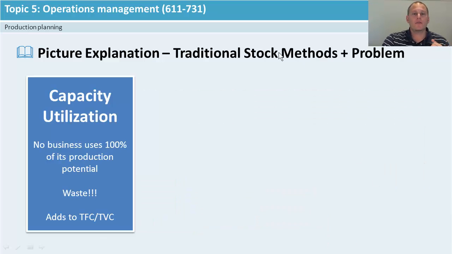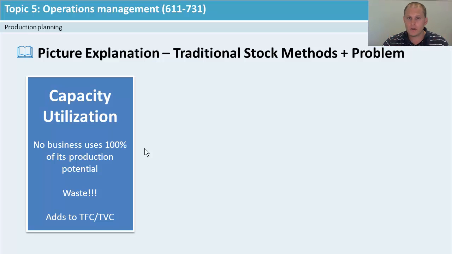Alright, so what's the traditional stock method? What's the way of holding it around? In the most basic sense, it was the just-in-case way of doing it. And what was the big problem behind that? Essentially, no business runs at 100%. There's always some area, and the theory is that the area being wasted was holding onto that stock, keeping it within your business, amongst other things too.